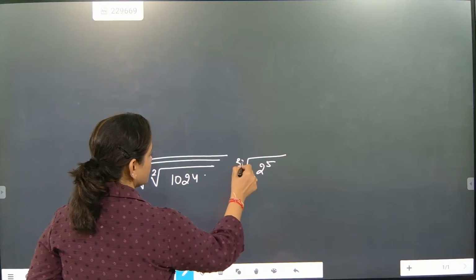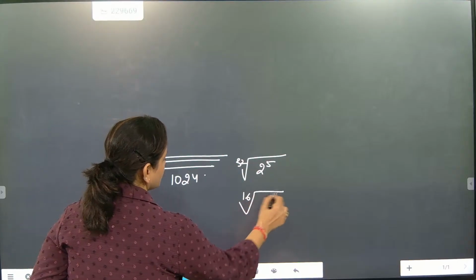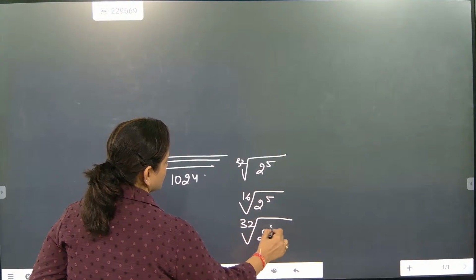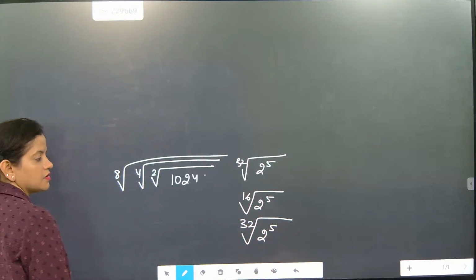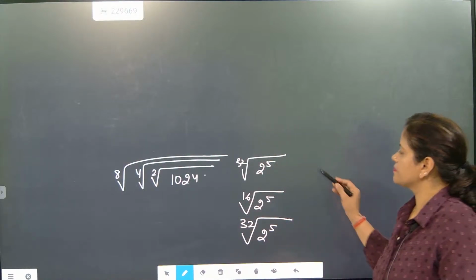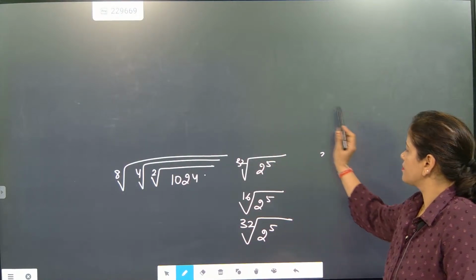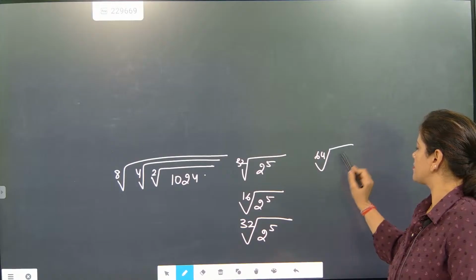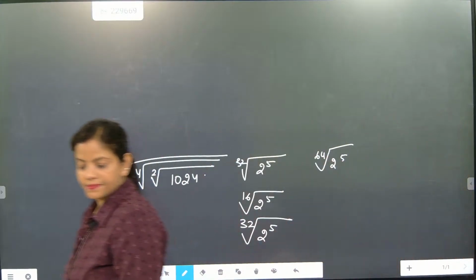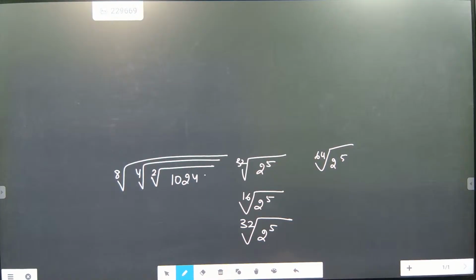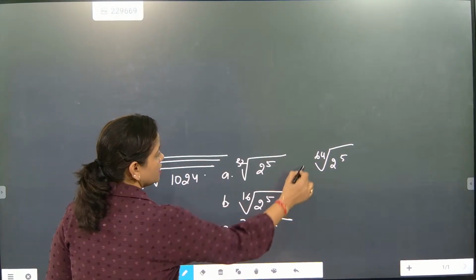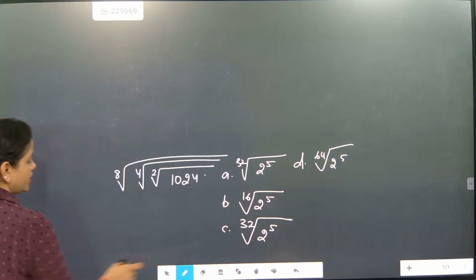Is it correct? Which one is correct? Think and give the answer. Option A, B, C, D. Among them, one option is absolutely correct. Option A, B, C, D. Now look here.